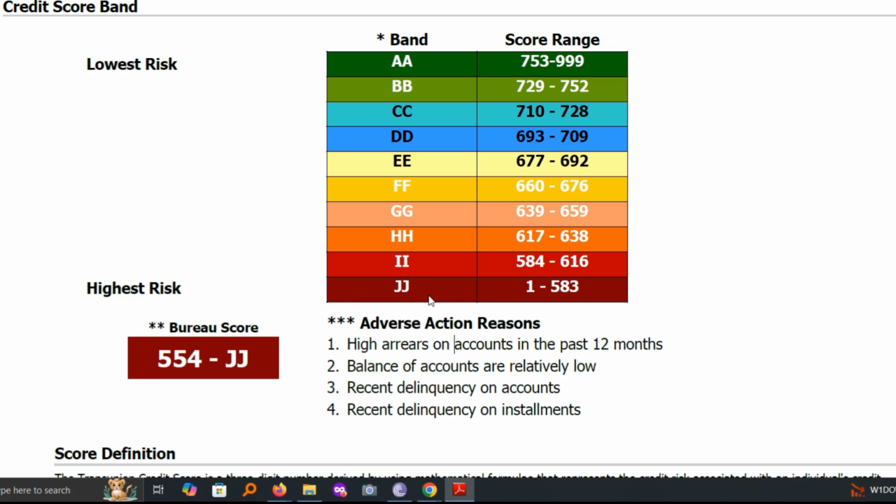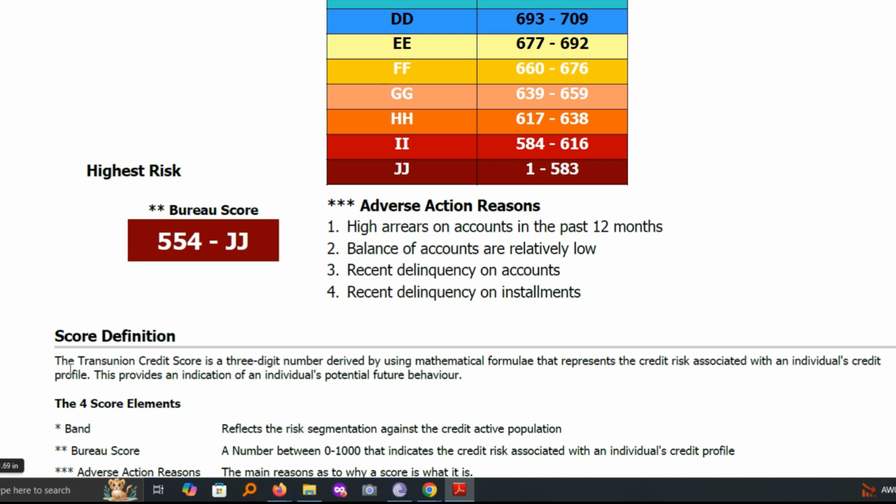So they take your behavior, your current standing, the arrears report, and use that information to rate you. That's how you get and how you interpret it. So the higher your score, the better your rating. If your rating is in the green zone, then you have a clean credit score. You're told that the TransUnion credit score is a 3-digit number derived by using a mathematical formula that presents the credit risks associated with an individual's credit profile. This provides an indication of an individual's potential future behavior.